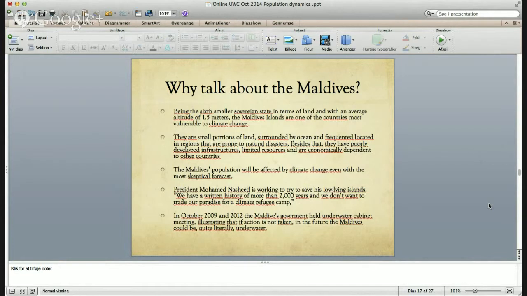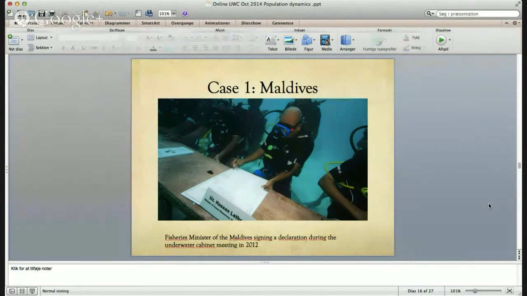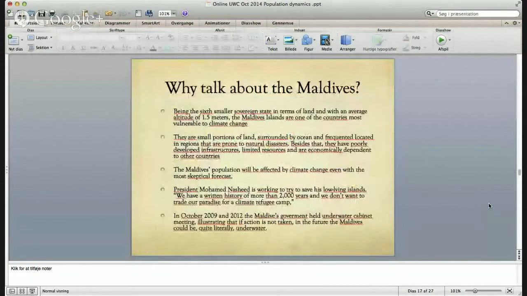And the president made this, I think, very interesting and very great quote that really reveals the gravity of the situation, saying, we have a written history of more than 2,000 years, and we don't want to trade our paradise for a climate refugee camp. And in an effort to create awareness about the island, they held these, as we saw in the previous picture. I'll show you again. And having these official meetings at the bottom of the ocean. They both had it in October 2009 and again in 2012. It's kind of signaling that in the future, the island could quite literally be underwater.